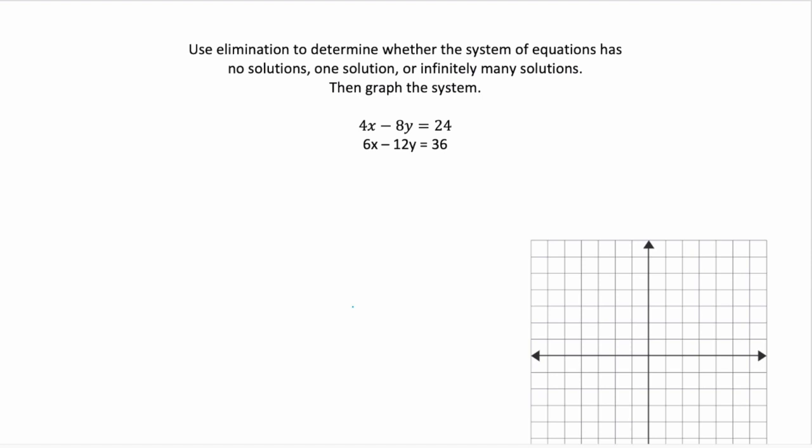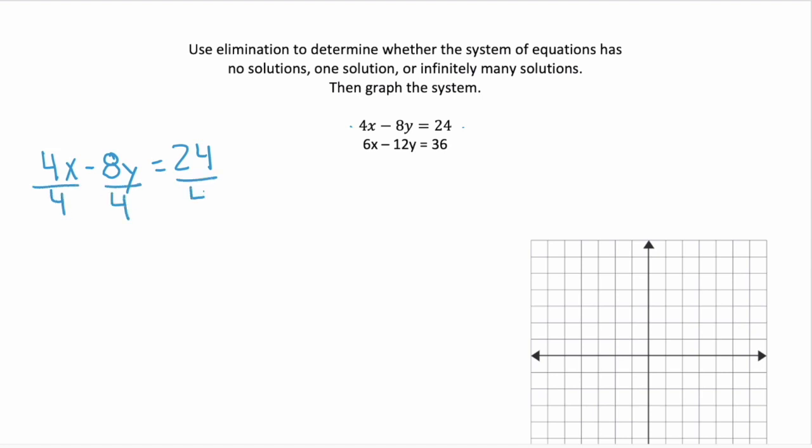So you need to alter your given equations in a way that maintains their meaning but allows you to add them or subtract them from each other and eliminate something. So notice that this very first equation, our values are 4, -8, and 24. Well, those are all divisible by 4. So we can take that 4x minus 8y equals 24, and we can divide everything by 4.